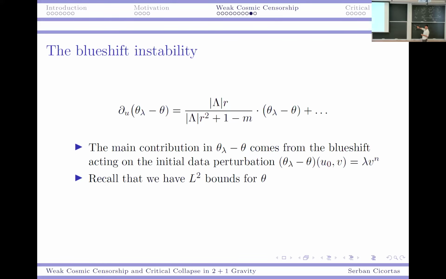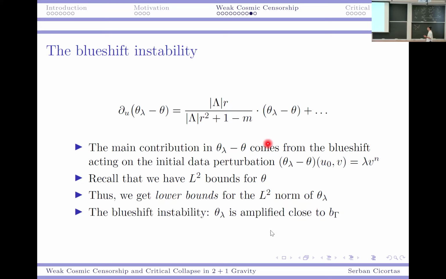So I have L2 bounds, or L2 control, on theta everywhere. If I combine these two things, this basically tells me that once I get very close to B gamma, I have lower bounds for the L2 norm of theta lambda. Okay? So this is what you should call the blue shift instability: the fact that theta lambda in L2 gets really amplified by the blue shift as you get very, very close to the singularity. Okay, so that's what the blue shift does for you.